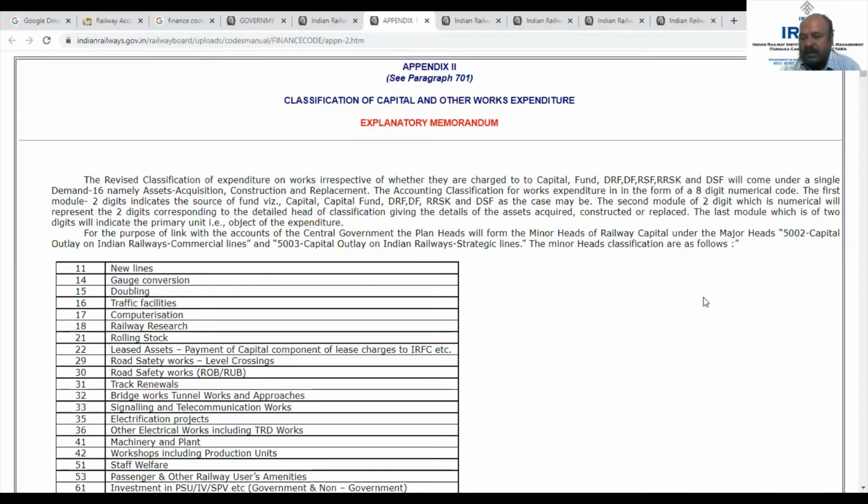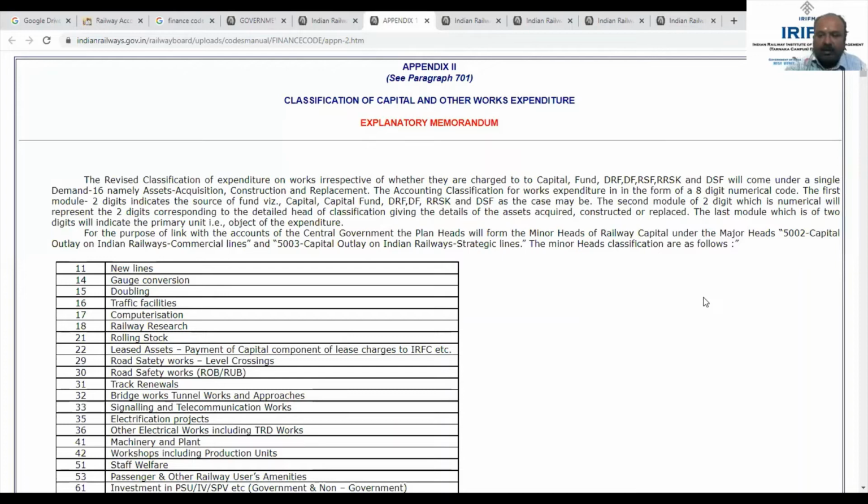This is the allocation structure, an 8-digit numerical code. In the revenue allocation, the first 2 digits reflect the erstwhile demand number, whereas on the capital side, the first 2 digits reflect the source of finance, that means whether it is capital 20, capital fund 25 or DRF. The second module of 2 digits represents the minor head, that is the planned expenditure.